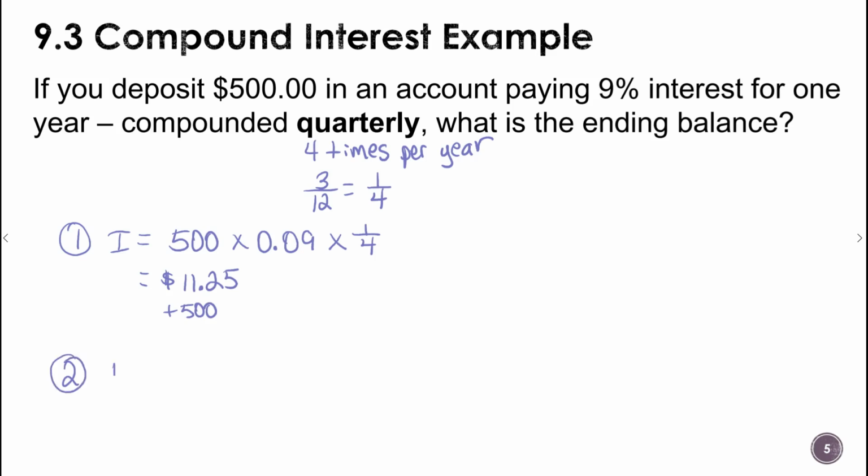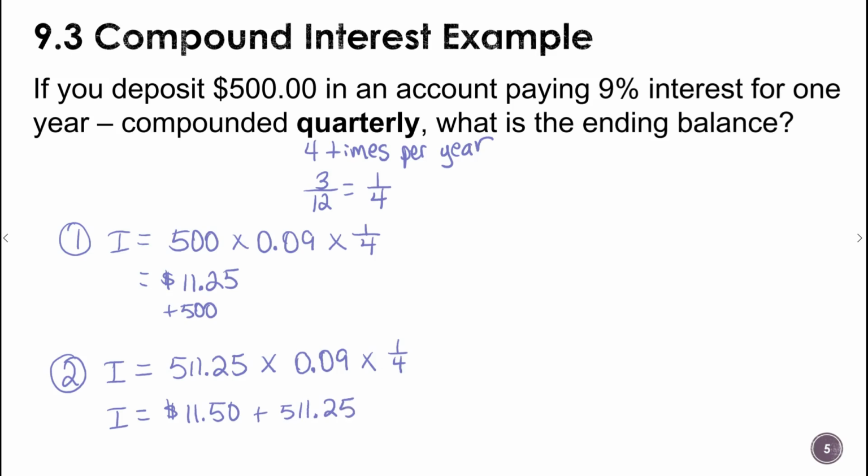So on my second calculation, now my principal has risen because I get to add the interest on. And I multiply that by 0.09 times 1/4 again. Remember, that's 3 out of 12, and that's how I got that number. So the amount of interest I earned this time has gone up slightly to $11.50, and then I add that to the $511.25, right? My interest gets added to my principal, and so the principal amount for the next step will be $522.75.